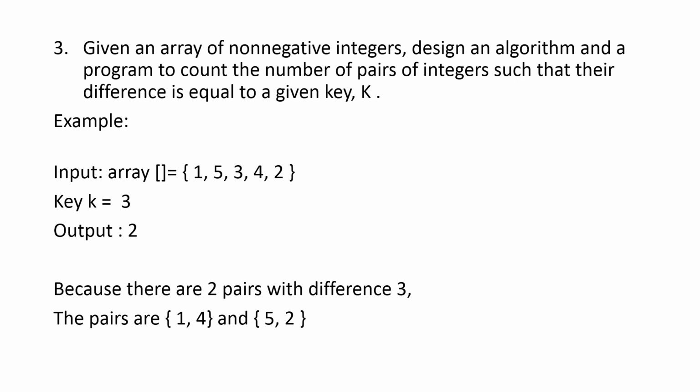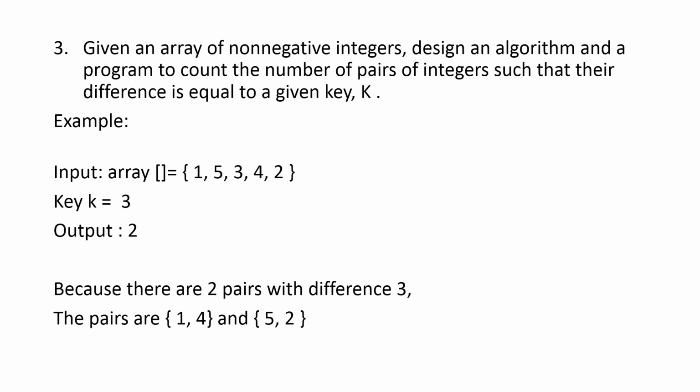Now the next element 5, you have to compare with all the remaining elements. So 5 and 3 difference is 2, not equal to key. 5 and 4 difference is 1, not equal to key. 5 and 2 difference is 3, equal to key. So now again you have to increment the count value to 2. Again I will take the next value of the array, that is 3, and compare it with all the remaining elements. 3 and 4 difference is 1, not equal to key. 3 and 2 difference is 1, not equal to key.